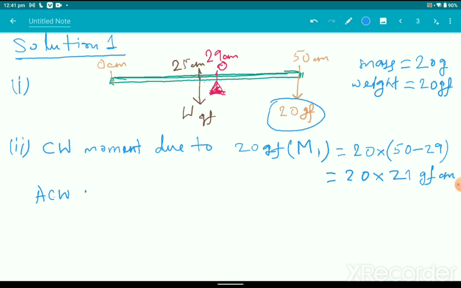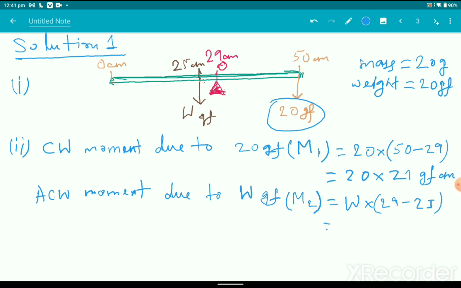Okay, fine. Now what will be the anti-clockwise moment? Anti-clockwise moment due to the weight W gf. Let us consider this to be M2. So this will be equal to how much? W into the distance, which will be 29 minus 25, that is equal to W into 4 gf centimeter.